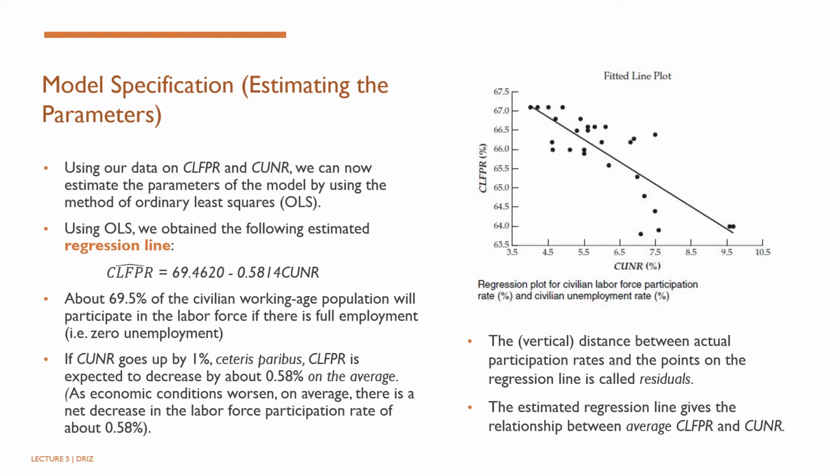We can see that the points not on the estimated regression line are the actual participation rates, and the vertical distance between them and the points on the regression line are the estimated U's. The estimated U's are called residuals. In short, the estimated regression line gives the relationship between average labor force participation rate and unemployment rate.